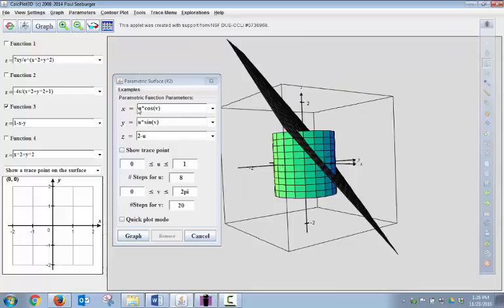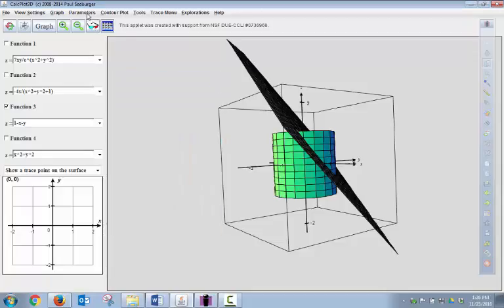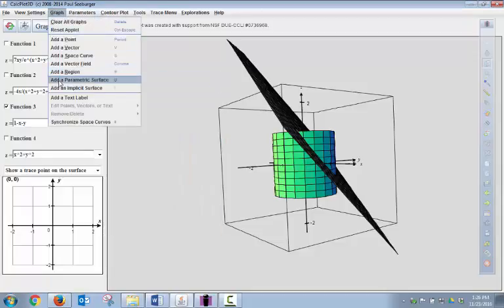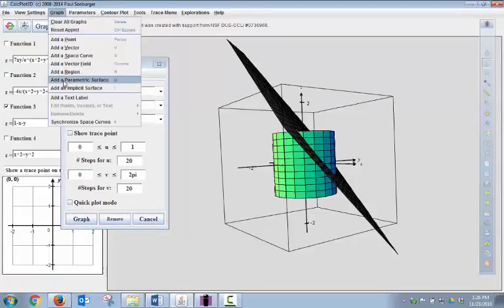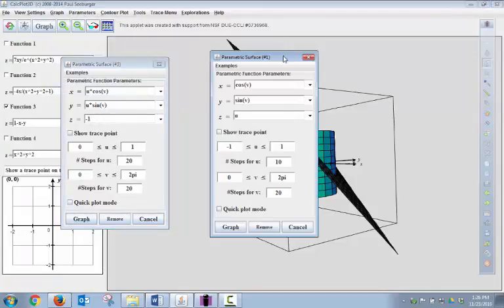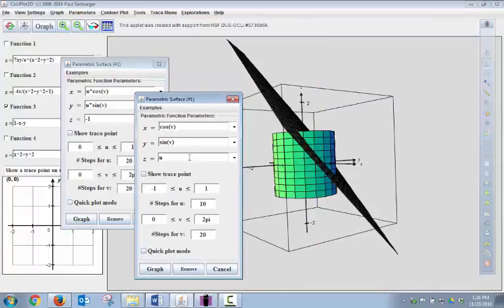So I need my, wait, this isn't my cylinder. Which one's my cylinder? So if you close your windows, you have to open them up again, find them. Is this my cylinder? Nope. Is this my cylinder? Yep, it's my cylinder. So it looks like I might have to let my cylinder go a little bit higher.